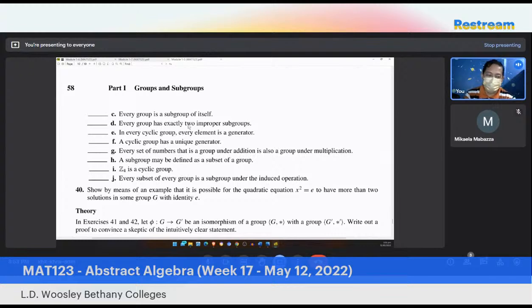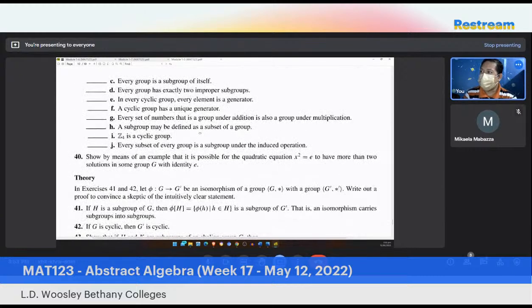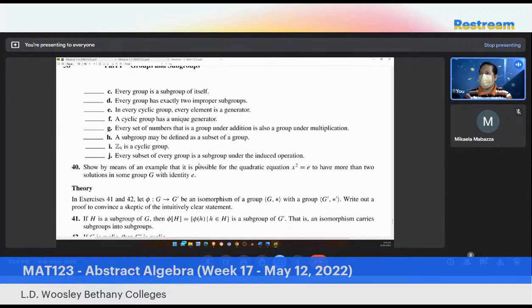Letter I. Z4 is a cyclic group. Is it a cyclic group? Or it contains 0, 1, 2, 3? Pupunta ba agad uli sa 0? Ang generator mo 1? 0, 1, 2, 3? Ganun ba siya? So, cyclic. True. It's false. It's true pala. Tama. True siya. Z4 is a cyclic group. Okay. May kamali ako doon. Letter J. Every subset of a group is a subgroup under the induced operation. Okay, walang induced operation, so it's false. Okay, let's move on.